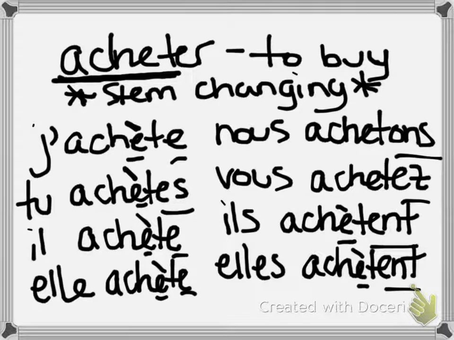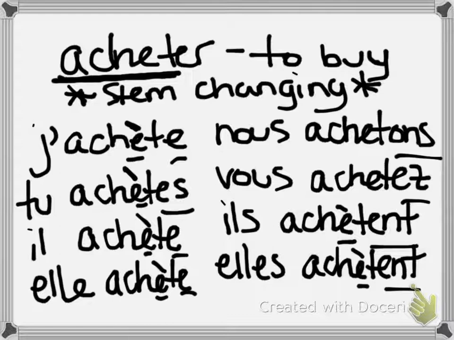Okay? However, with the stem changing verbs, with acheter, notice that the infinitive does not have an accent mark on it. However, when we conjugate it, we have to add an accent mark to the je form, the tu form, the il form, the elle form, and the ils and elles plural forms. The nous and the vous forms do not get accent marks. Okay? So again, répétez après moi.